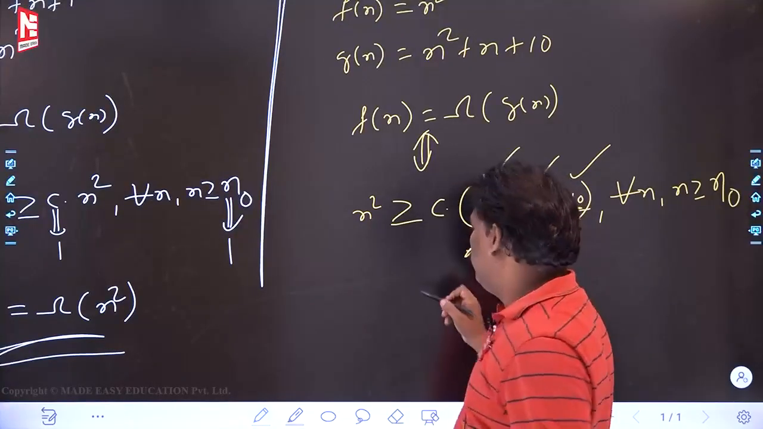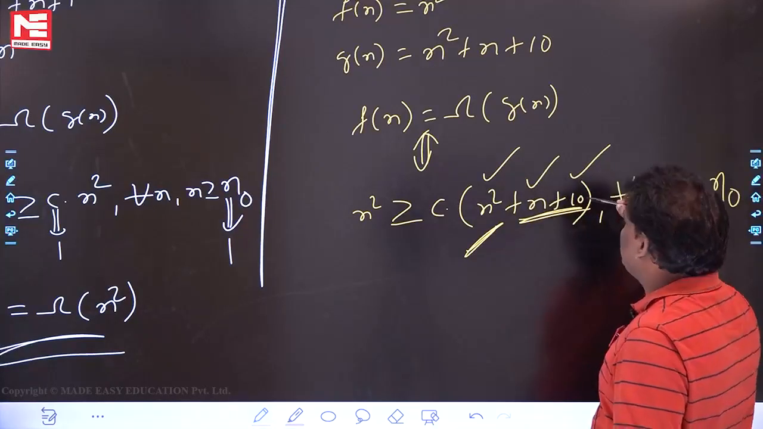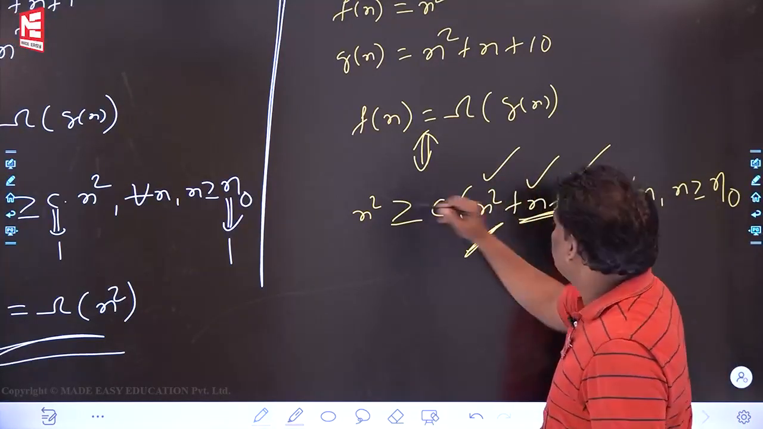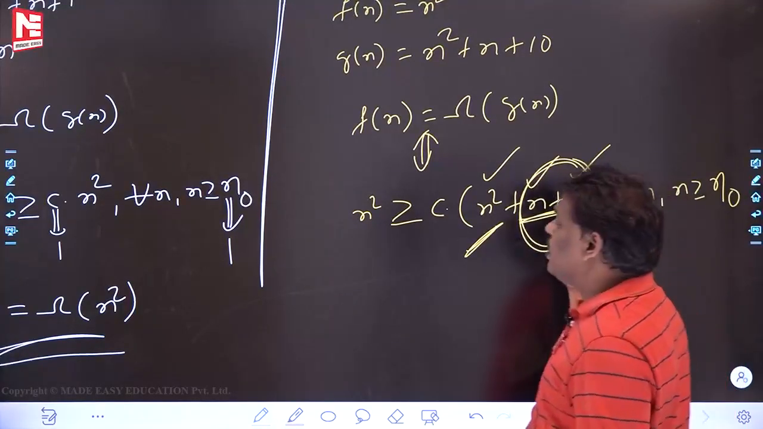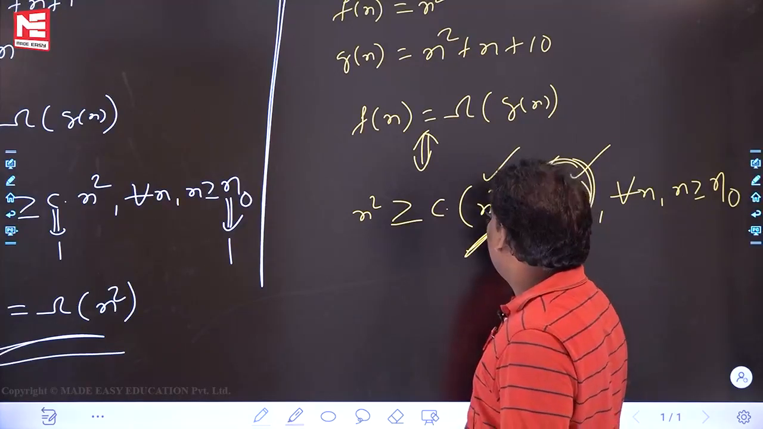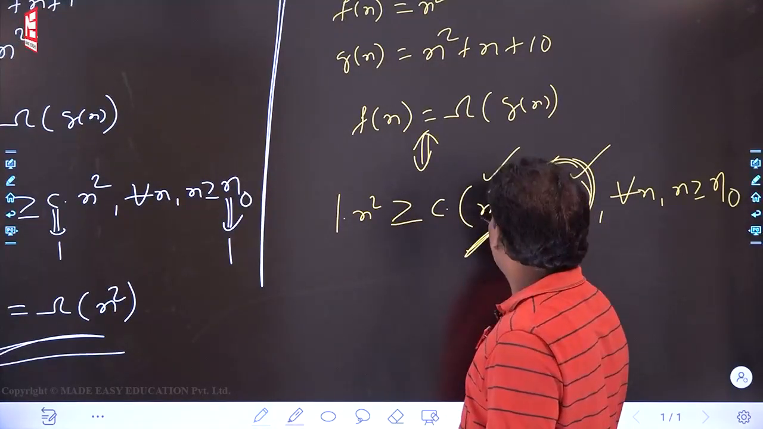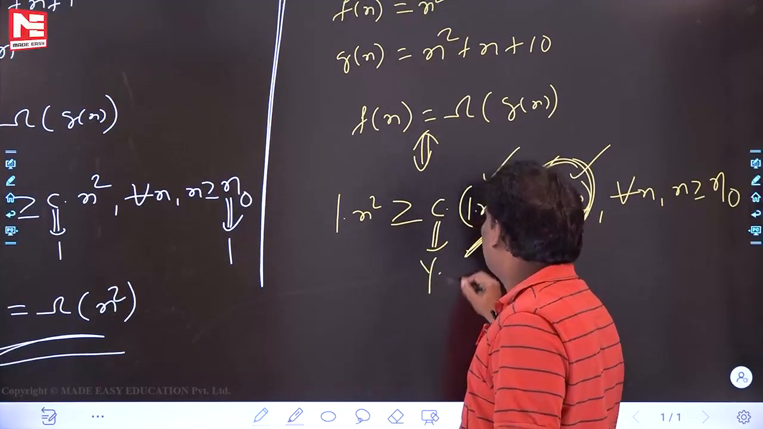Some people are asking how. Left side is only n square, but right side is n square plus n plus 10. Here n square, there n square. I think this is extra. But the bigger one is this only. How can you make the left side bigger or equal? This is going to be 1 n square, this is going to be 1 n square. It's okay, because of c, I can make half n square.